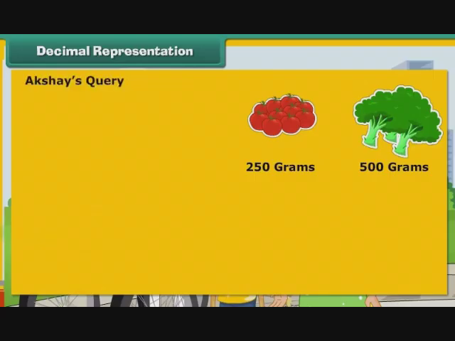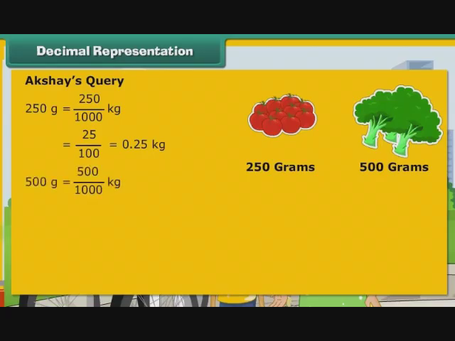Let us now express the vegetables Akshay's mother purchased as kilograms. 250 gram is equal to 250 by 1000 kg. That is equal to 25 by 100 kg. That is equal to 0.25 or 1 by 4 kg. 500 gram is equal to 500 by 1000 kg. That is equal to 5 by 10 kg. That is equal to 0.5 or 1 by 2 kg.